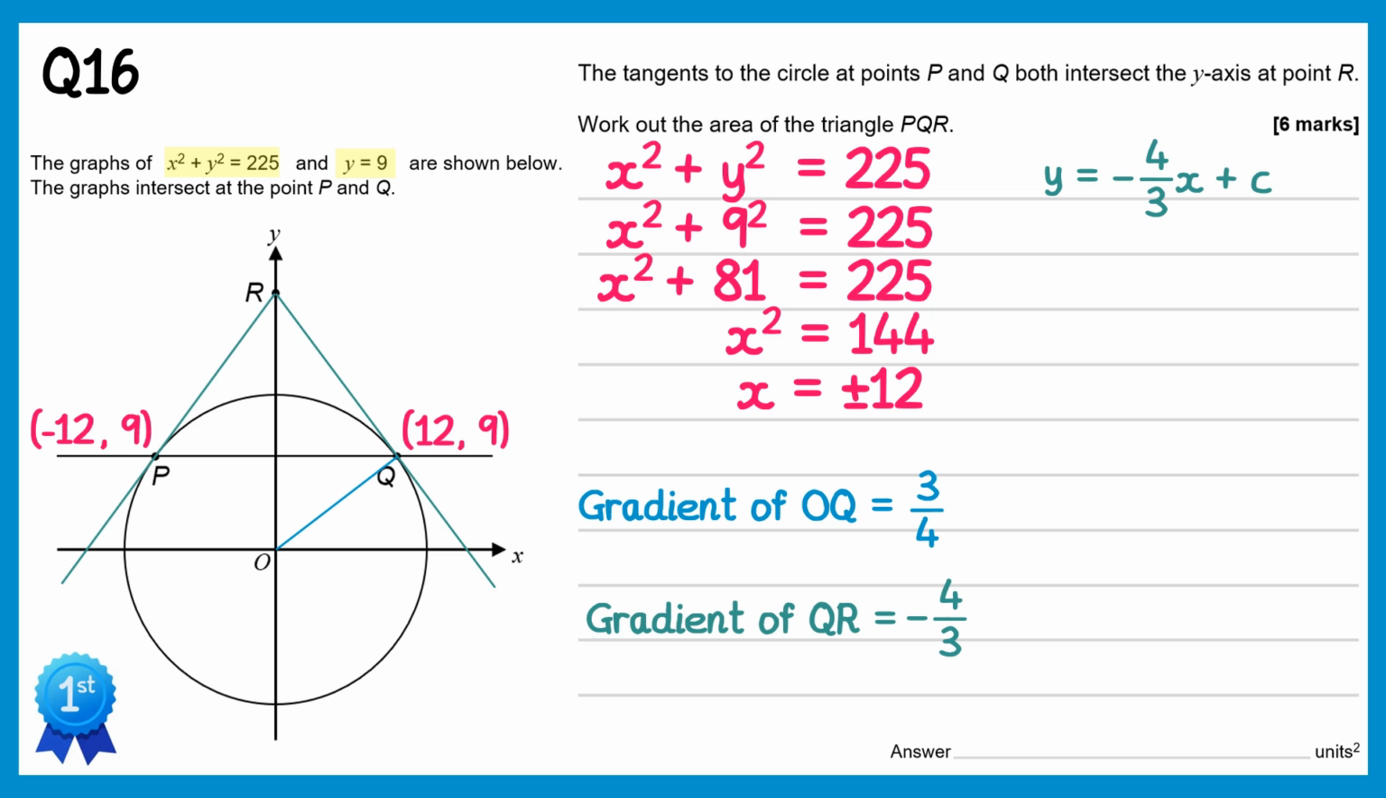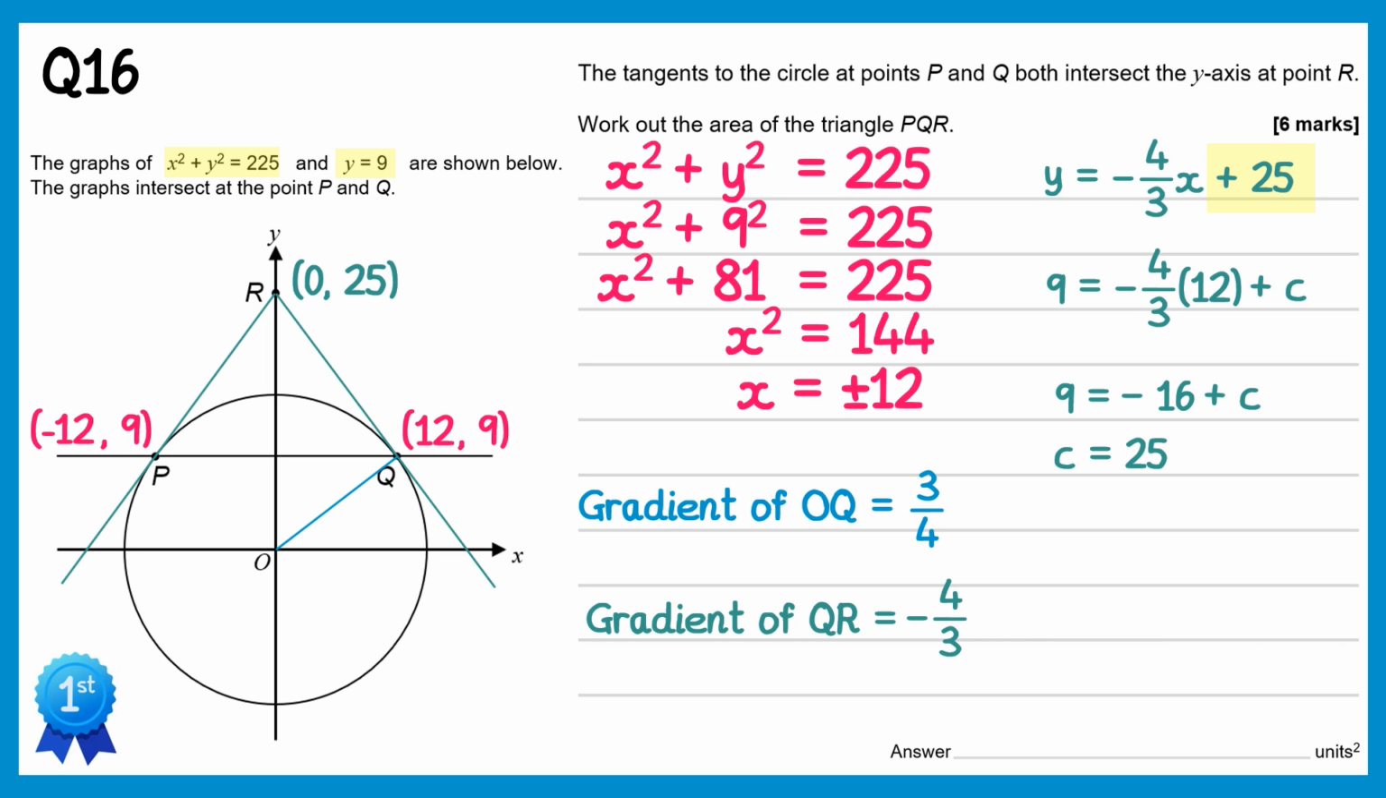So instead of y equals, it's 9 equals -4 over 3, lots of 12, and then plus c. So 9 equals, if you do -4/3 of 12, you get -16, and then plus c. And then you can find c by adding 16 to both sides, and c is 25. So the equation of this line is no longer y equals -4/3 x plus c, it's y equals -4/3 x plus 25. Now remember, since 25 is the y-intercept, we know the coordinates of R, which is 0, 25.